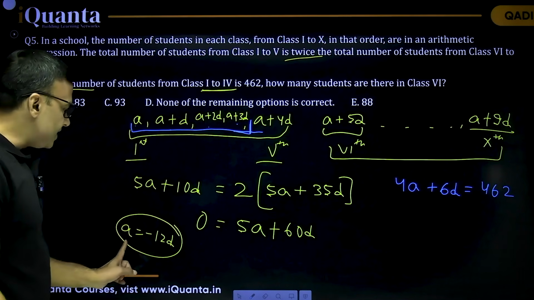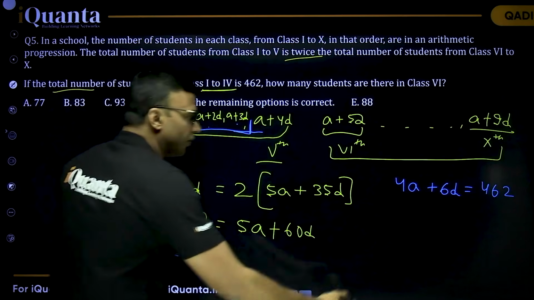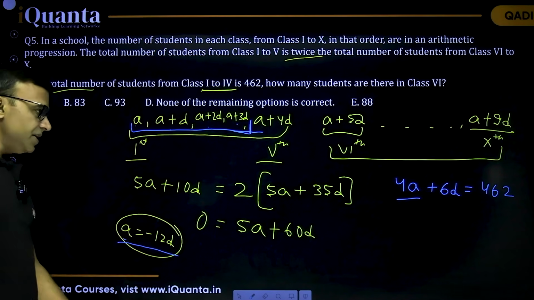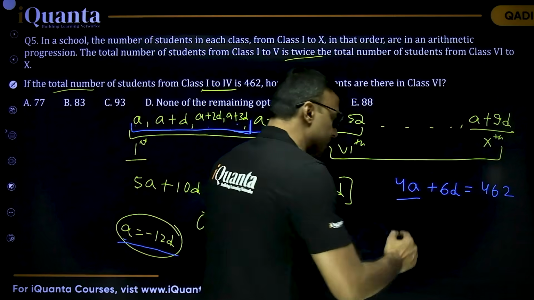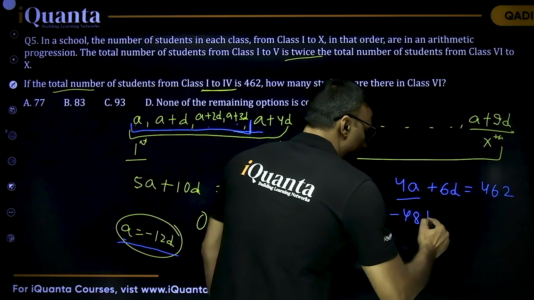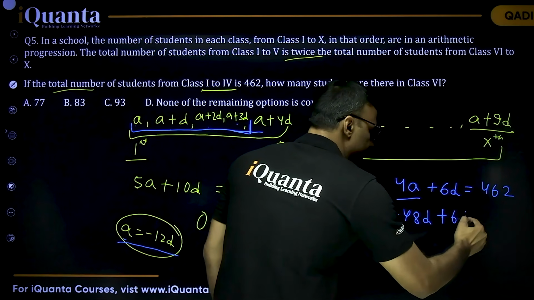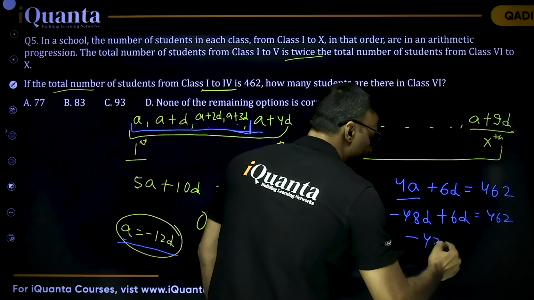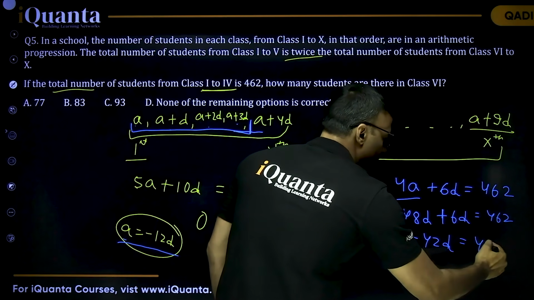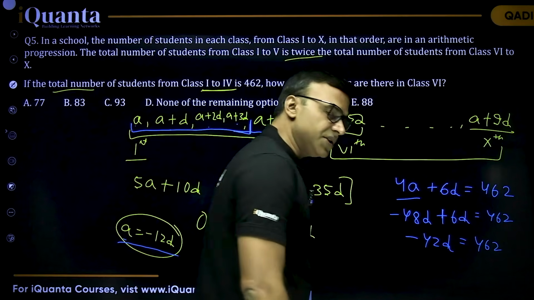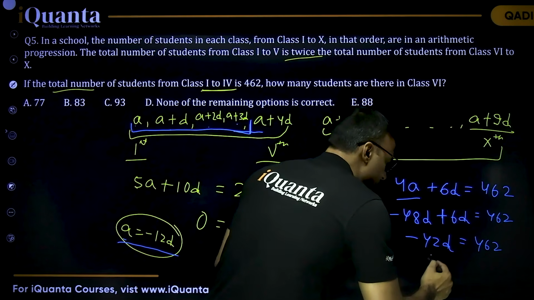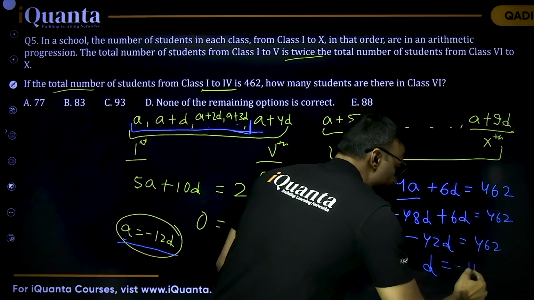And a itself is minus 12d. So 4a will be minus 48d. Check that carefully. Minus 12 into 4, minus 48. Plus 6d, and that is equal to 462. So we have minus 42d equal to 462. 42, 11 times 462, clearly visible. 4, 2, 4, 6, 4 plus 2, 6, so 11 times. And minus sign. So d equal to minus 11.